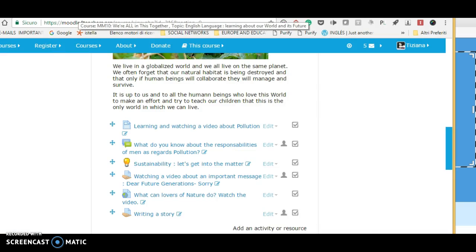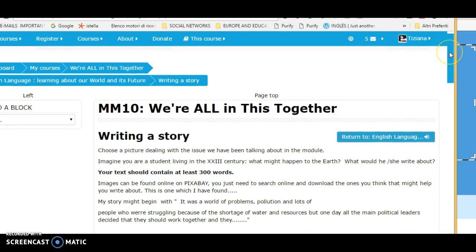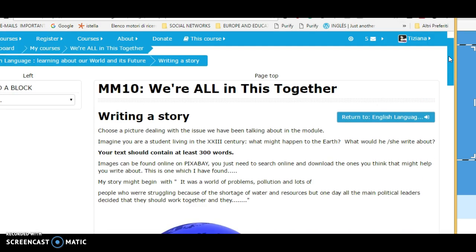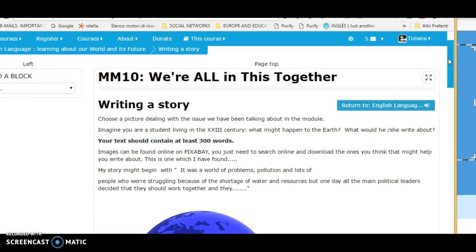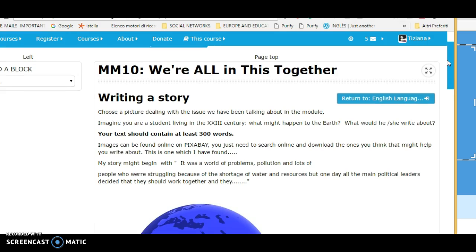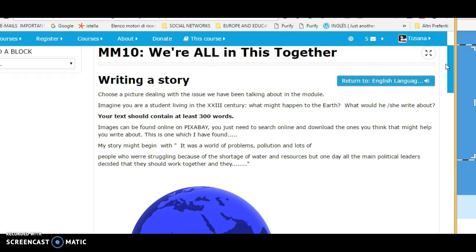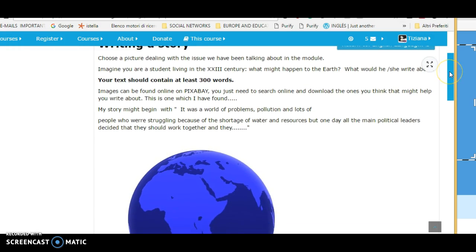As I teach English, my task would continue with the English language. Once the students have become aware of the issue, they might be asked to write a story, which would be submitted on the Moodle. My idea would be to let them choose a picture dealing with the issue we have been talking about, sustainability, the problem of the earth, pollution, and imagining that they are living in the 23rd century, not ours, they should think about what might happen to the Earth and what she would write about, because we don't know what might happen to our planet.